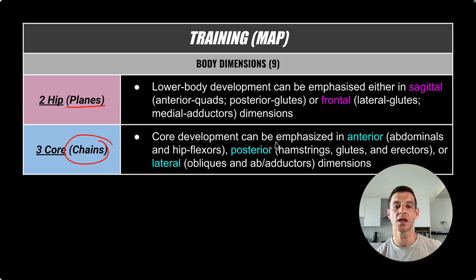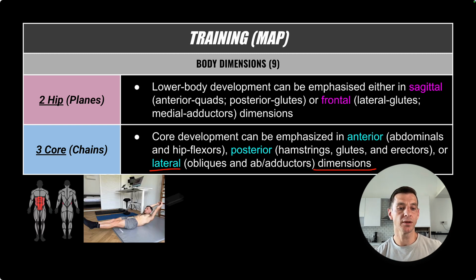Moving on to my second framework, when I think about core development, I think in terms of chains. So core development can be emphasized in anterior chains, posterior, as well as lateral dimensions. For example, the anterior chain, you're not just focusing on working abdominals, but the entire chain of the top of the abs, the lower abs, hip flexor, and even the quads. And this is known as tensegrity, or when you have integrity of tension throughout the entire chain.